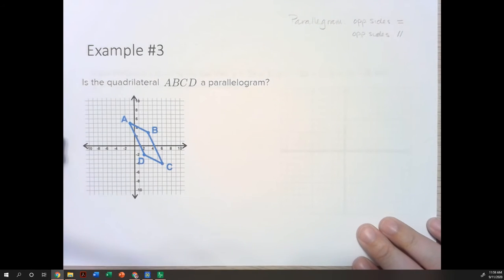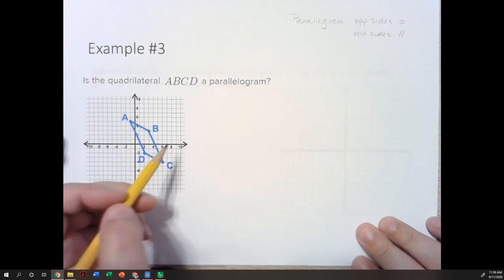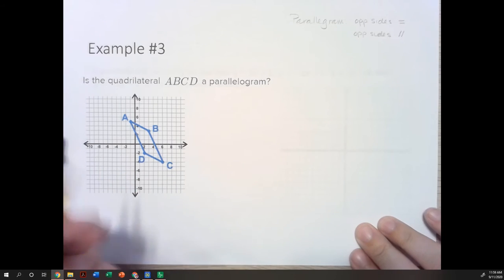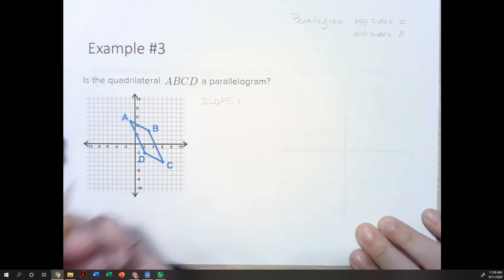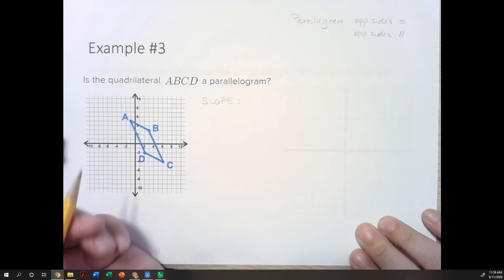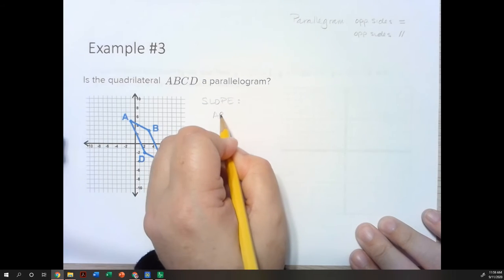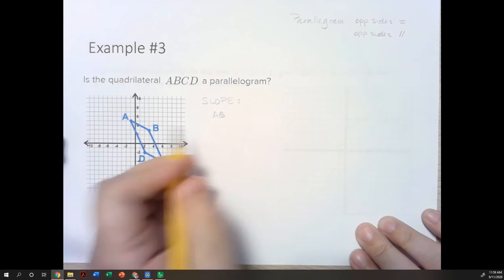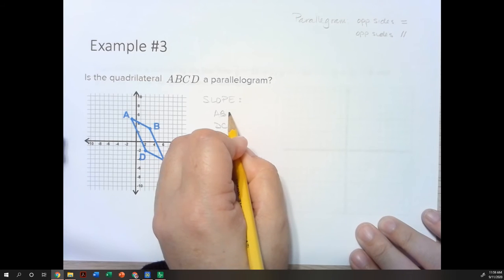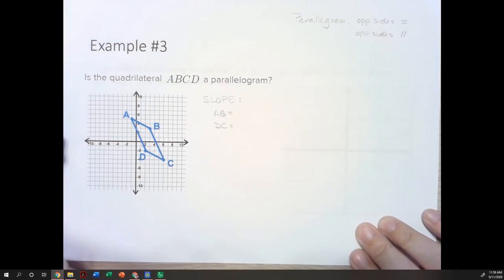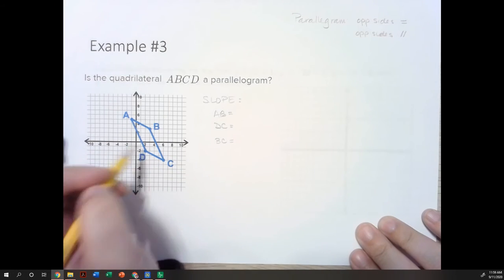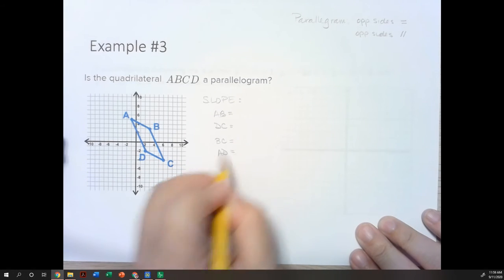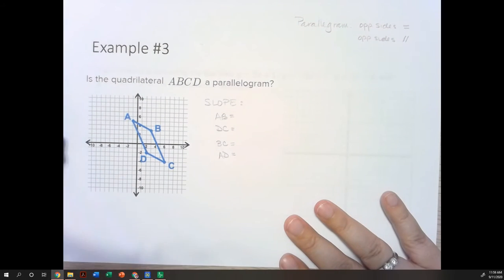So slope is probably the easiest because I can just count using the dots. So I'm going to do slope. Now, you're welcome to do the slope formula, but in all honesty, let's work smarter, not harder. I need the slope of AB, and it needs to be the same as DC. So let's organize our slopes, and then BC needs to be the same as A to D. All right, so now the slope from A to B.